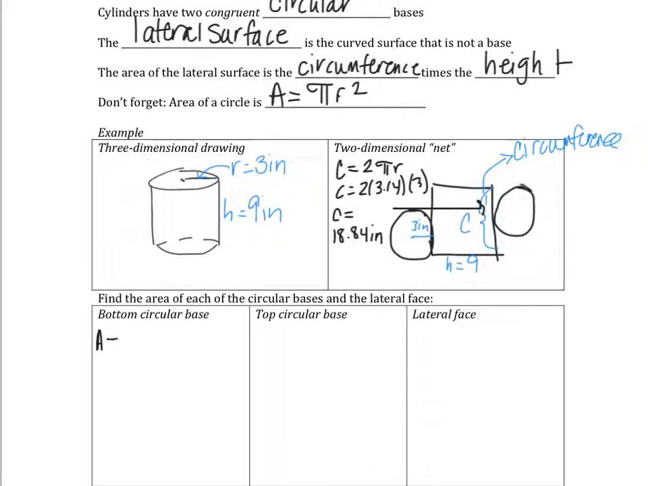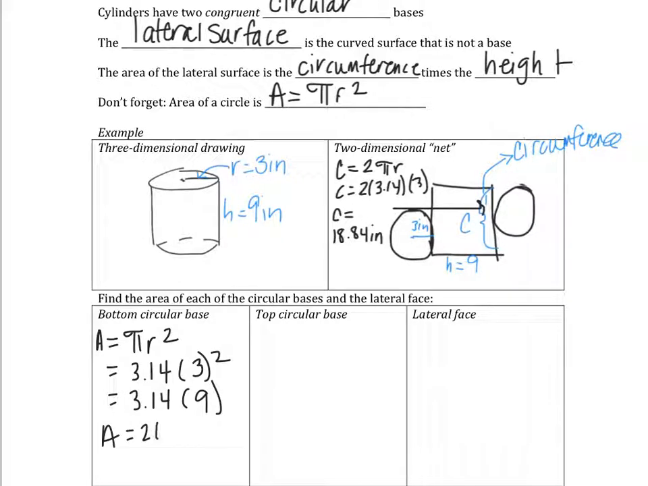The area is pi times radius squared. That's going to be 3.14. The radius is 3, and that's going to be squared. 3.14 times 9. So the area of the circular base is 28.26 inches. For the sake of time, we know that the top is going to be exactly the same. So we're going to say that is 28.26 inches squared. These are squared because it's area as well.